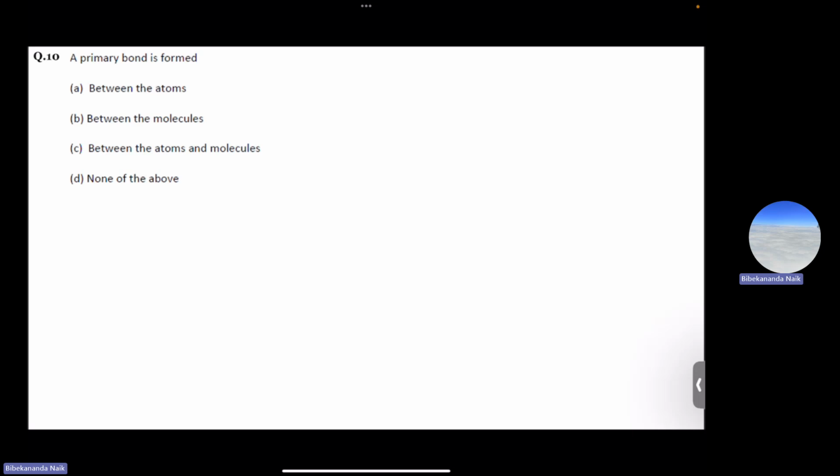Then question 10. A primary bond is formed between the atoms, between the molecules, between the atoms and molecules, and D, none of the above. So I'll give a few minutes to think about this question and then I will discuss.